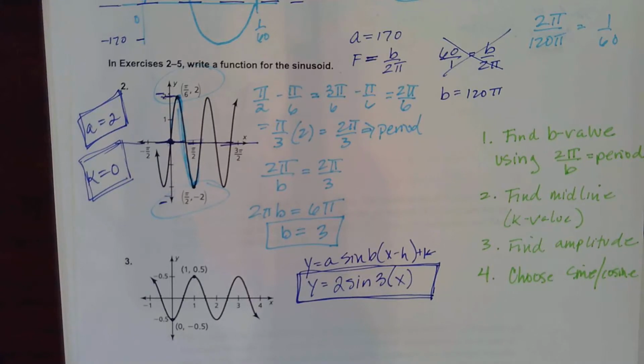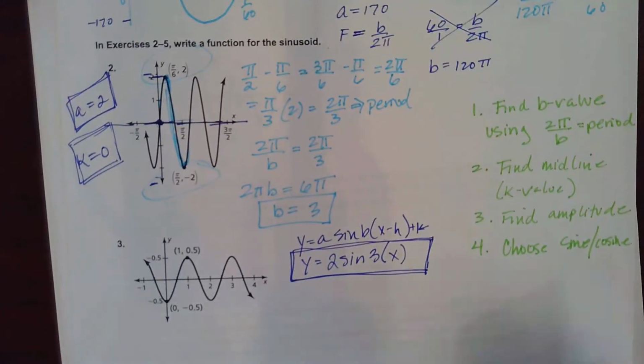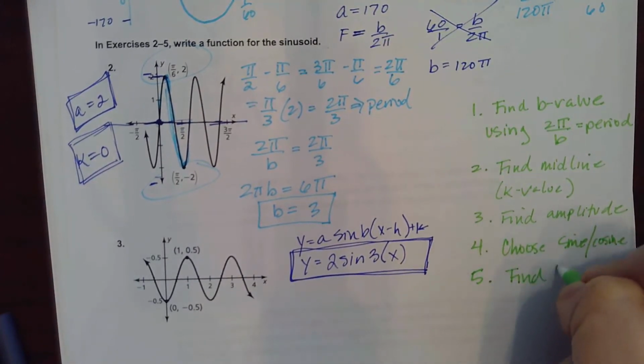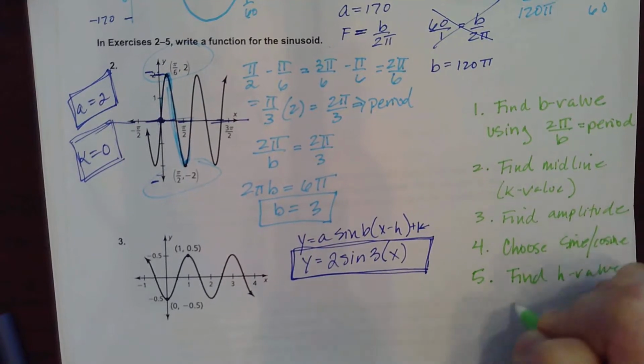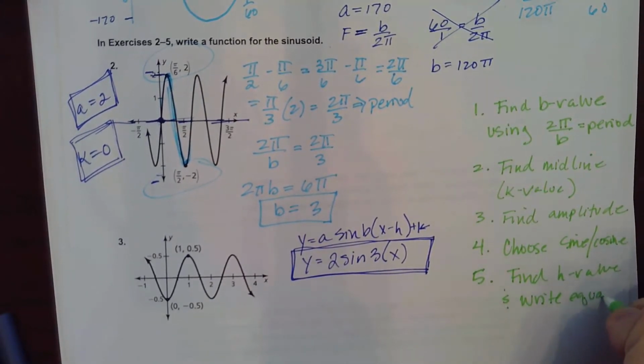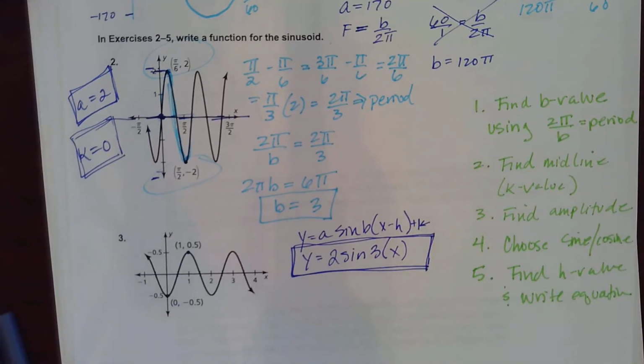All right, well, let's do another one, but this time I'm going to do a cosine function. So let's say I wanted to do a cosine function. Same deal. So we choose a sine or cosine, and I should put the last step in here, which is find your h value and write your equation. So what I mean by that is if there's a shift, right? So, okay, let's go back to our graph.